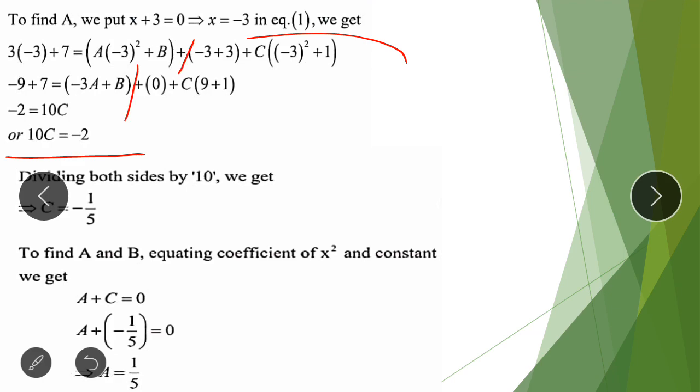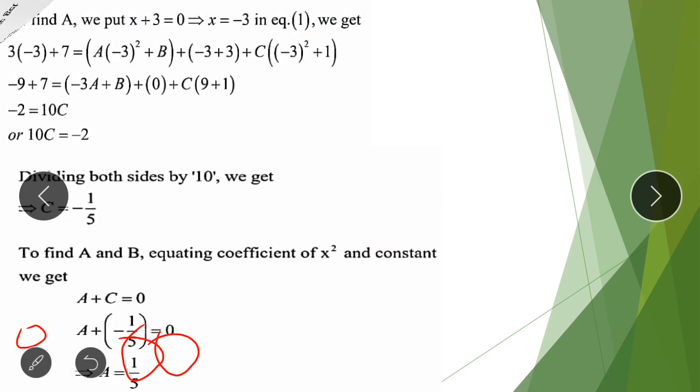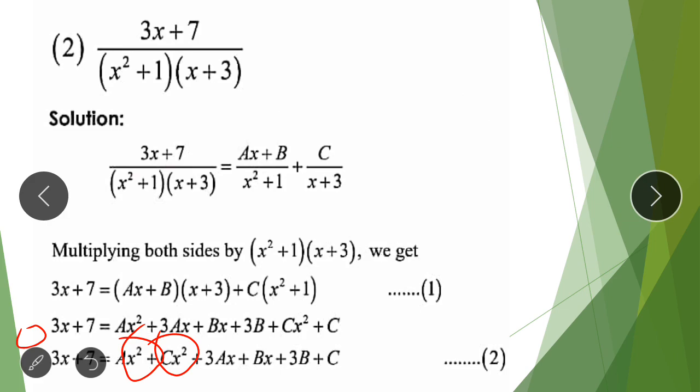So this will get 0, and 9 plus 1 will be 10. 10c is equal to minus 2. So 10 will be divided to that side of the equation, and the value of c will be minus 1 upon 5. Now we have to equate the coefficient of x square and constant. It is up to you whether you equate the coefficient of x square, x, or constant; in order to find the values, you will get the same answer.